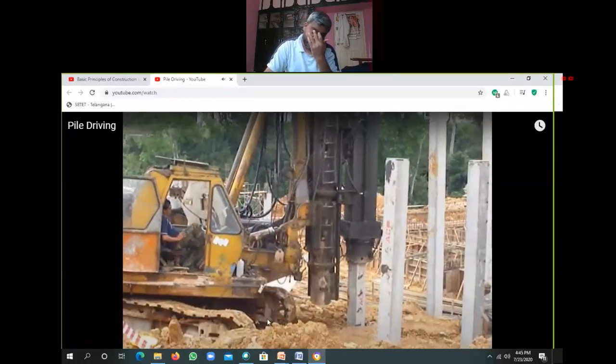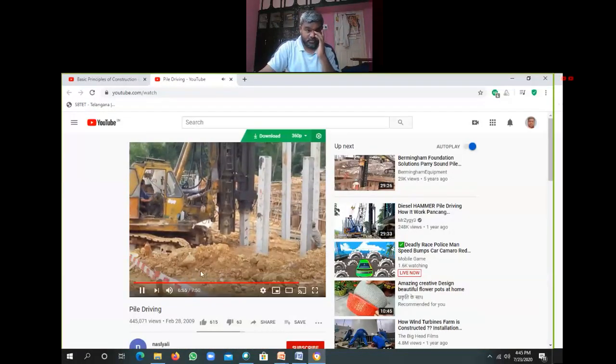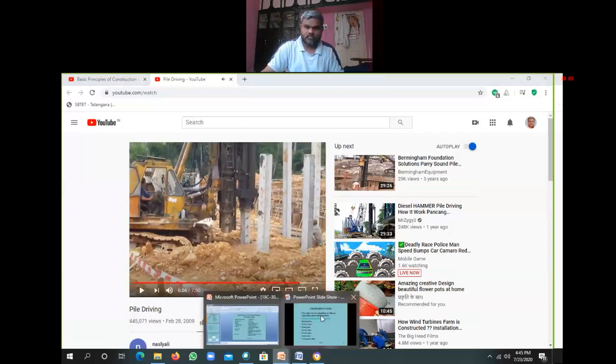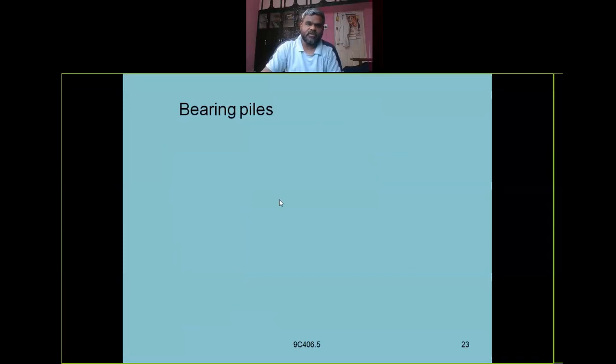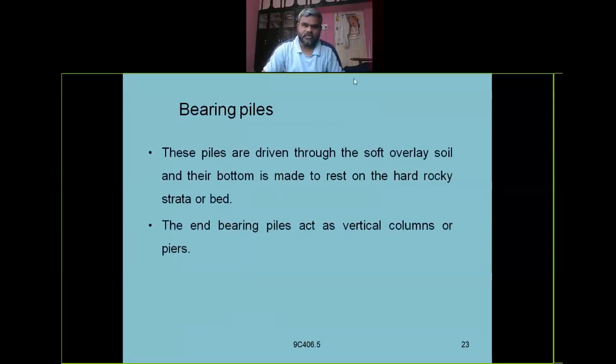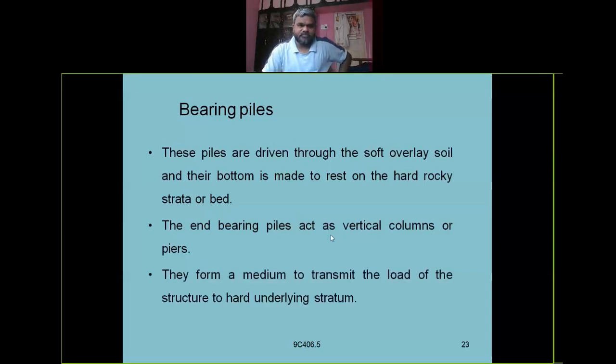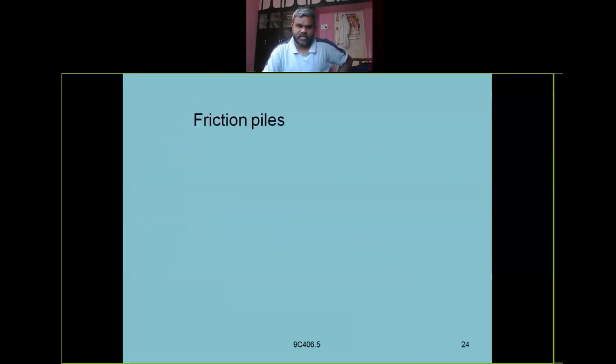This is showing the pile driving methodology at the site. So let us see one by one. Bearing piles are driven through the soft or very soft or overlying soil, and their bottom is made to rest on the hard rocky strata or bed. The end bearing piles act as vertical columns or piers. They form a medium to transmit the load of the structure to the hard underlying stratum.